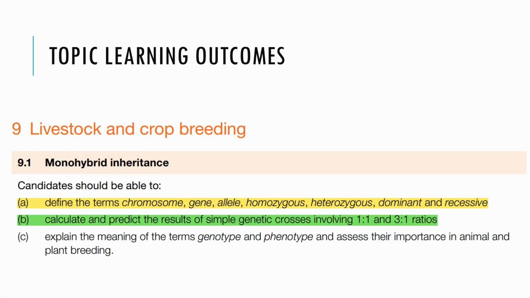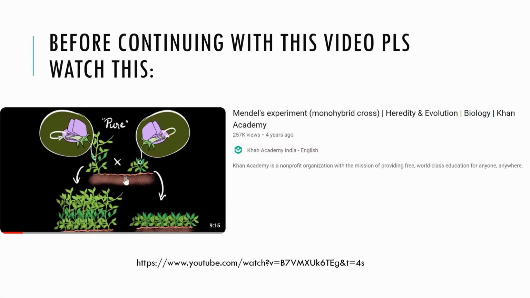Genetic crosses involving 1:1 and 3:1 ratios. Before continuing with this video, please watch this. It's a video about Mendel's experiment, but in much greater detail, and this is by Khan Academy India English. The link will be provided in the slides, or you could just check the one on the playlist.